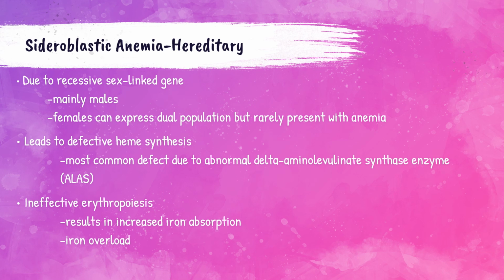And also because the body isn't able to form hemoglobin, ineffective erythropoiesis is going to happen, which of course causes the anemia. If we have a reduced number of red blood cells and a reduced number of hemoglobin, we're going to be anemic.